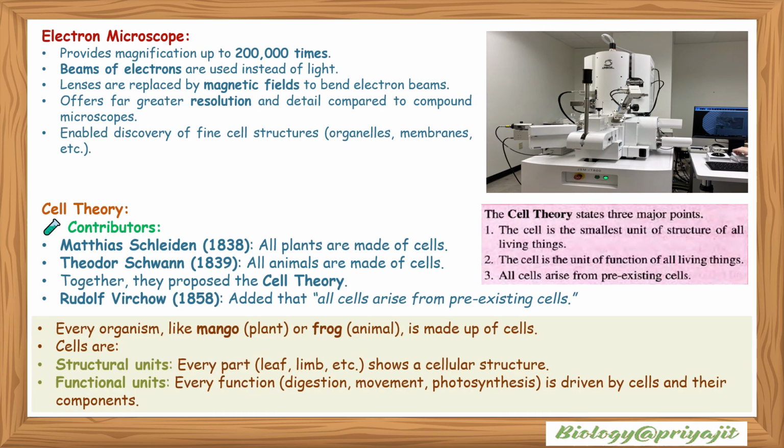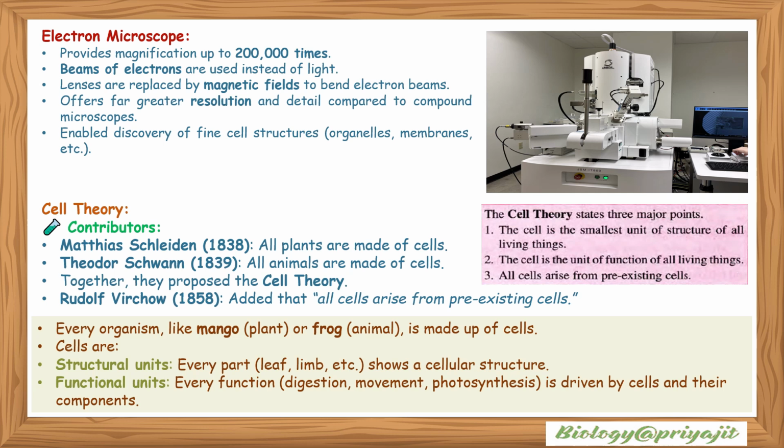Electron microscope. It provides magnification up to 2 lakh times. Beams of electrons are used instead of light. Lenses are replaced by magnetic fields to bend electron beams. It offers greater resolution and detail compared to compound microscopes. It enabled discovery of fine cell structures, organelles, membranes, etc.